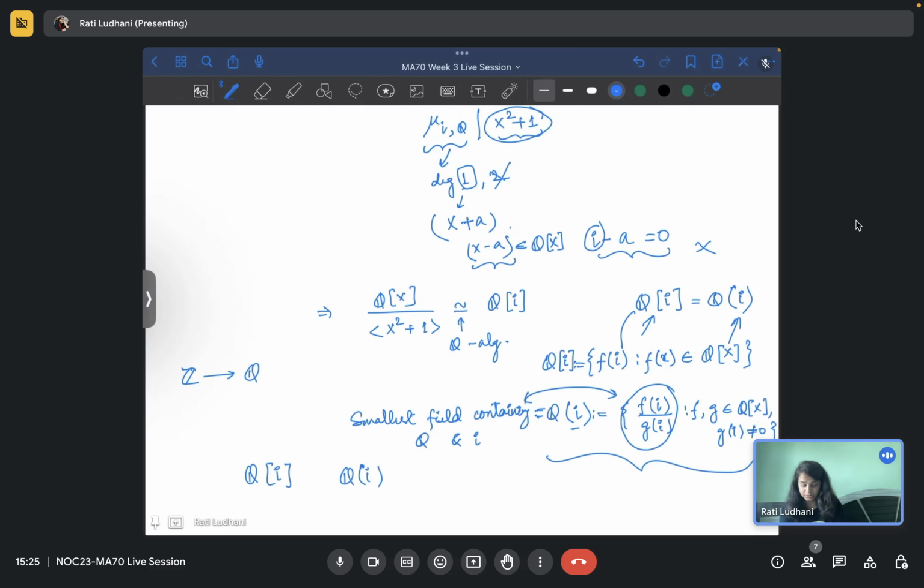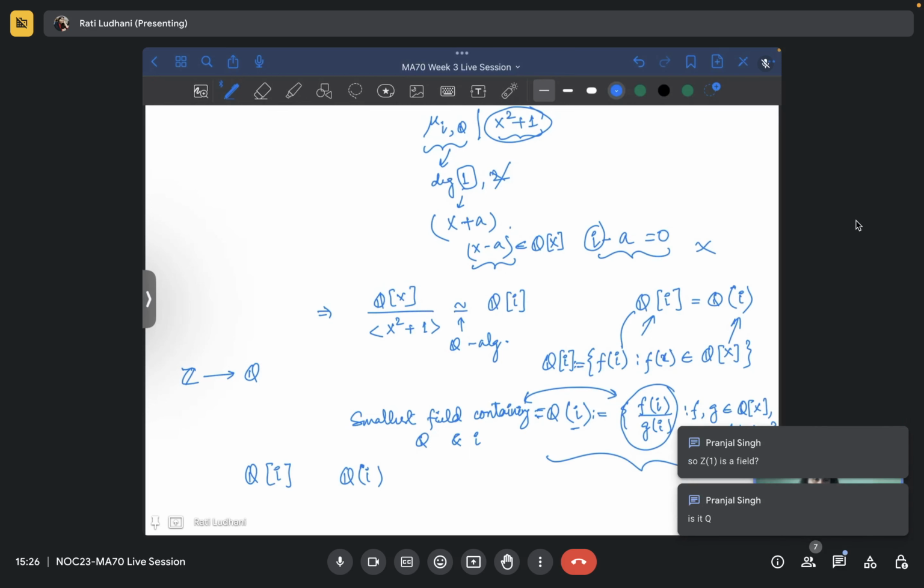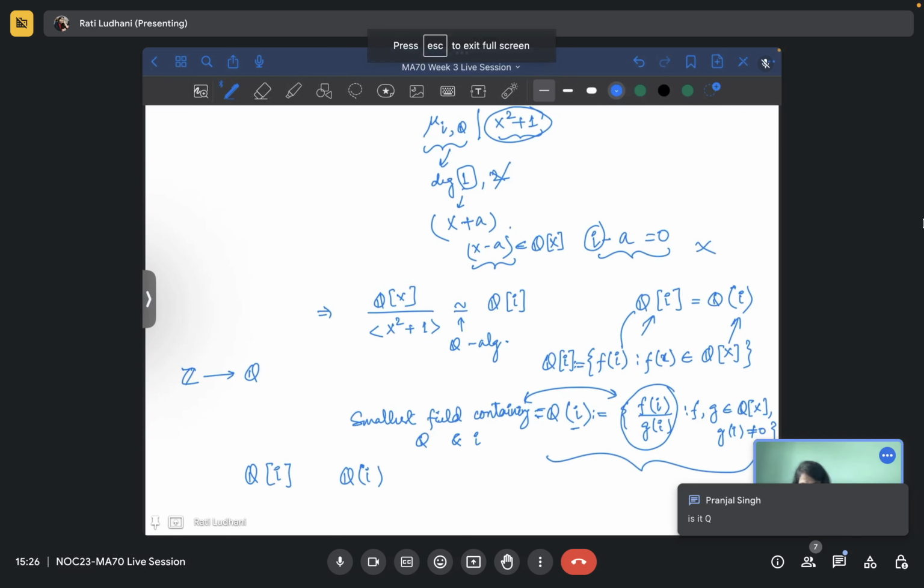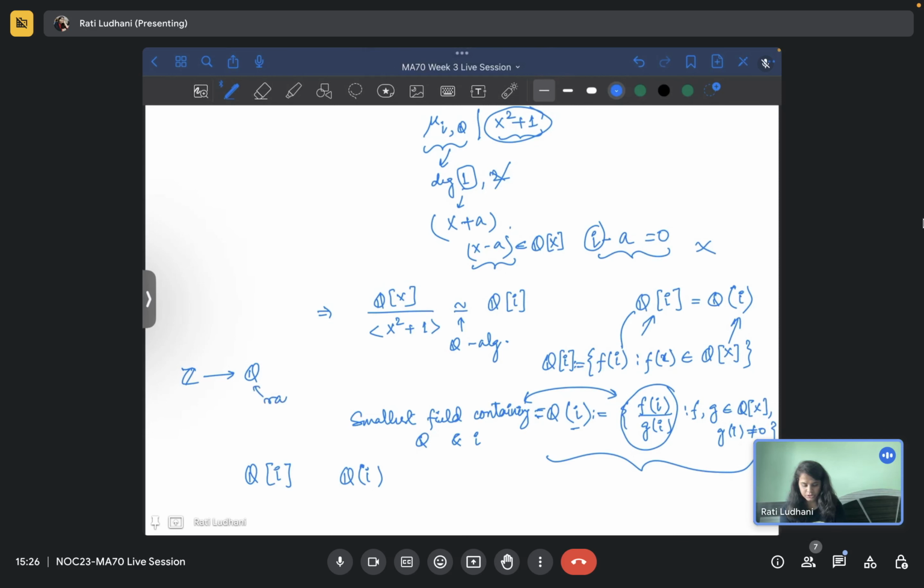Not field extension, that is a bad word to say here. So to complete it in the sense that it has inverses, you put those elements and you get Z to Q. Q is the set of rational numbers. So you are basically just making the smallest spanning field. So you introduce i, and you want it to be a field, so you allow inverses and you get this.